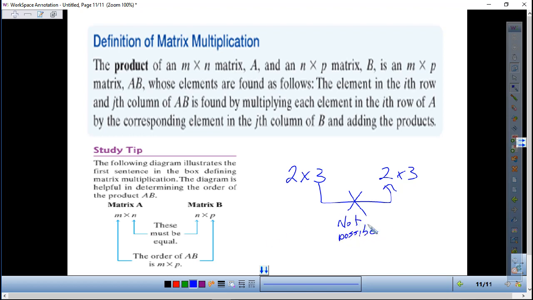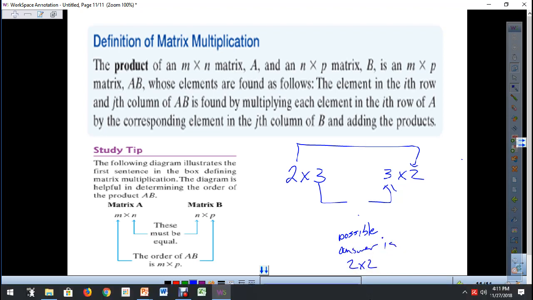Now, if this was a 3 by 2 matrix, then it does work. It's possible, and not only that, but I'm going to get a 2 by 2 as my resulting matrix. Possible, and the answer is a 2 by 2.